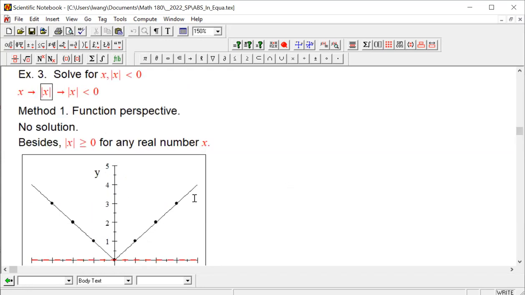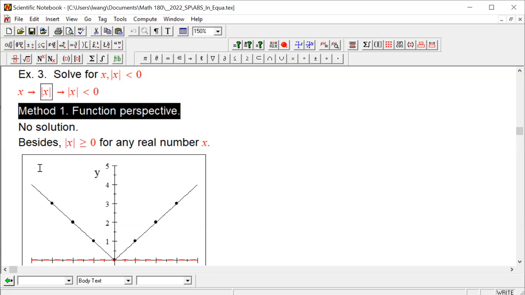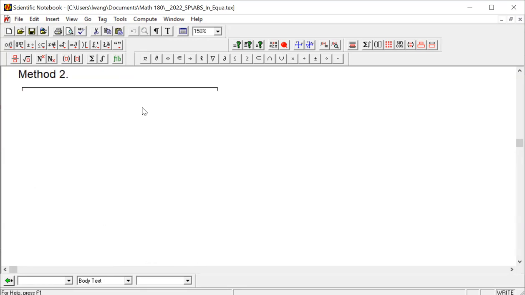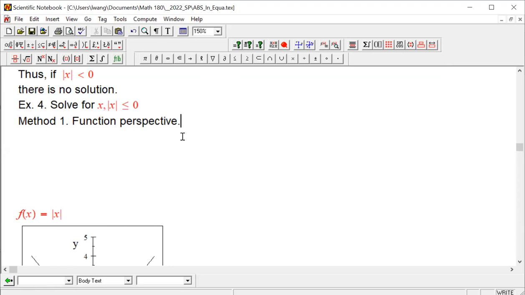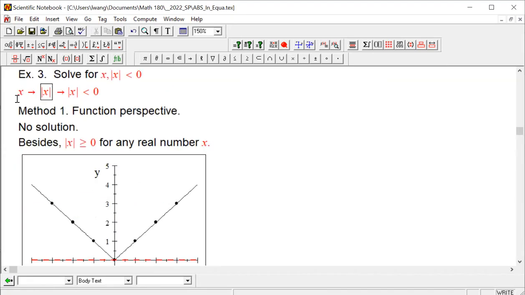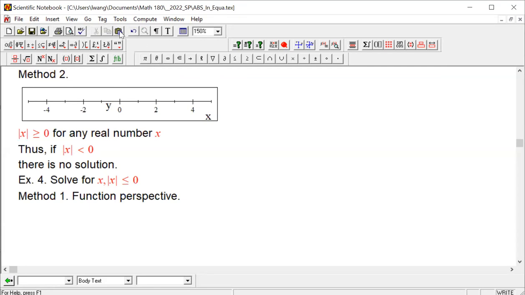So from the function perspective, do you think we have a solution? This time it's less than or equal. Could the absolute value of x be less than 0? We knew it cannot be less than 0. There's no solution for that part.